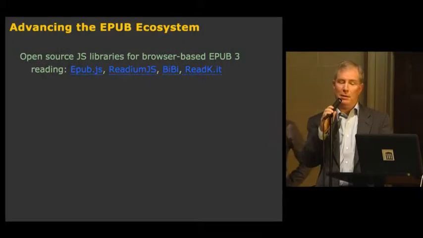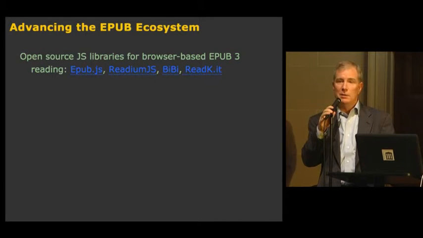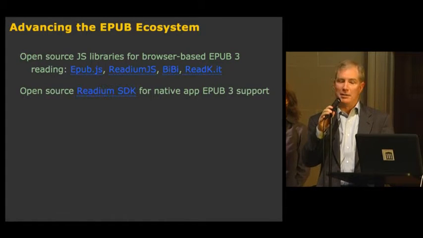But there's a weapon, which is EPUB.js and friends. Sorry, I'll get to this in a second. There are now 4 different open source libraries for browser-based EPUB reading. And we've seen one today already, EPUB.js, but there are 3 other ones. These are all open source. They let you take an EPUB file and serve it from your browser to anybody. You can, as a publisher or a content developer, do that.